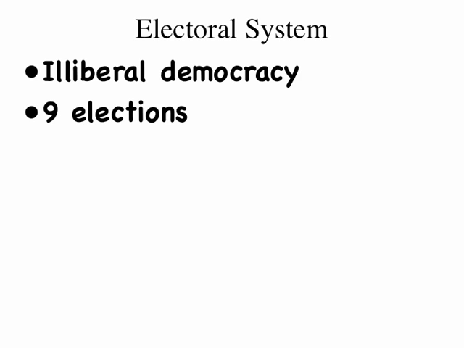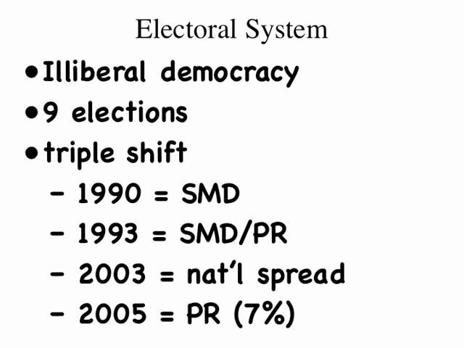All right, and we've got what we call a triple shift in terms of the electoral system, how you get elected, especially we're talking about here to parliament. We'll get to the president later. In 1990, as I said earlier, it was purely single-member district.